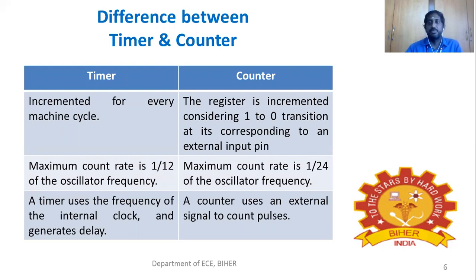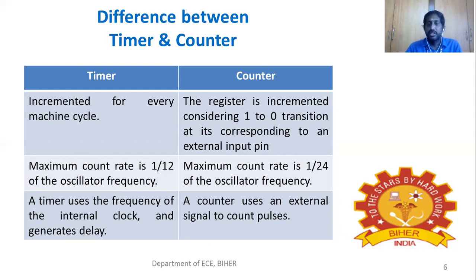This is the difference between a timer and a counter. We need to differentiate the timer from the counter. First, a timer is incremented for every machine cycle. Compared with a timer, the counter register is incremented on a 1 to 0 transition at its corresponding external input pin.